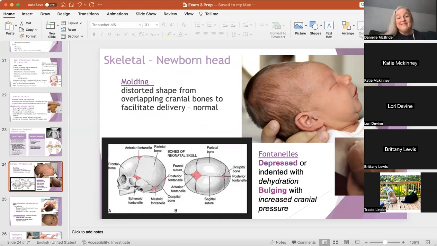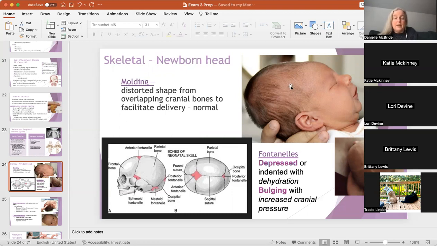They're dehydrated. I think the baby's dehydrated, right? Because the fontanelle is depressed and sunken in, and I can see the suture lines. So maybe that baby's dehydrated, okay? But these bones of the head are not fused so that they can shift and move to allow the baby's head to mold to fit the birth canal. And so that's what molding is.